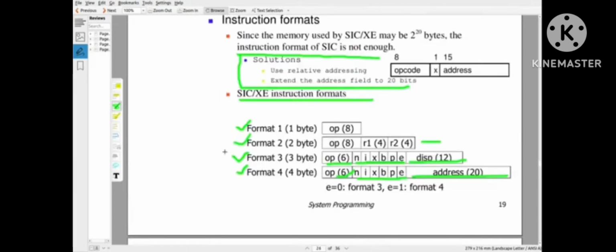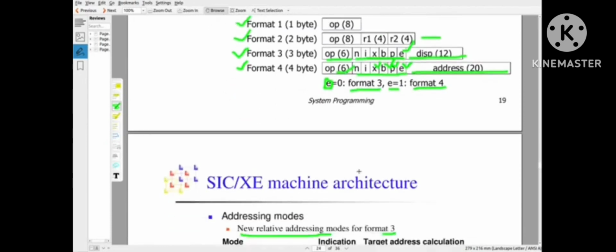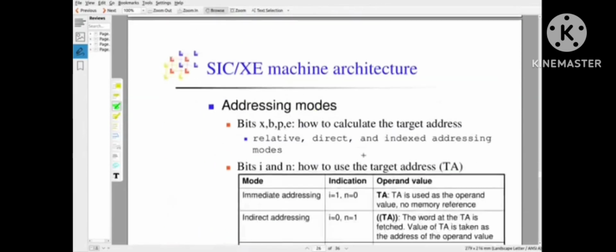Then look at here. To identify whether the instruction format is format 3 or format 4, we have one flag bit called E. Here you can see the E bit, 1 bit. If E is equal to 0, then the instruction is in format 3. When E is equal to 1, the instruction is in format 4. So E is for format, P is for program counter relative, B is for base relative, and X is for index addressing mode. The remaining 2 bits are N and I. So N and I we can see here.